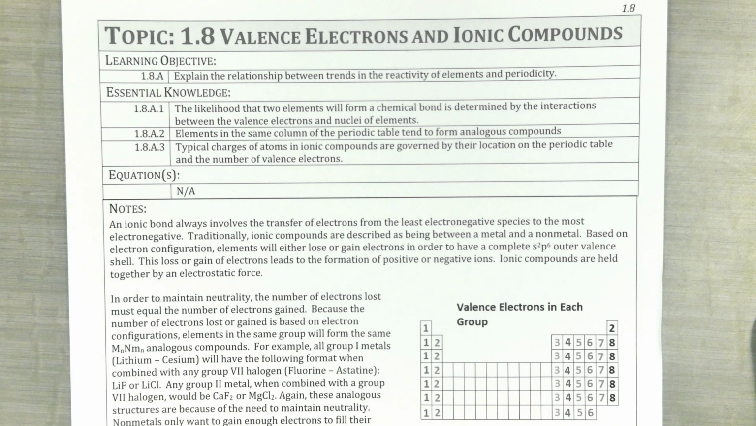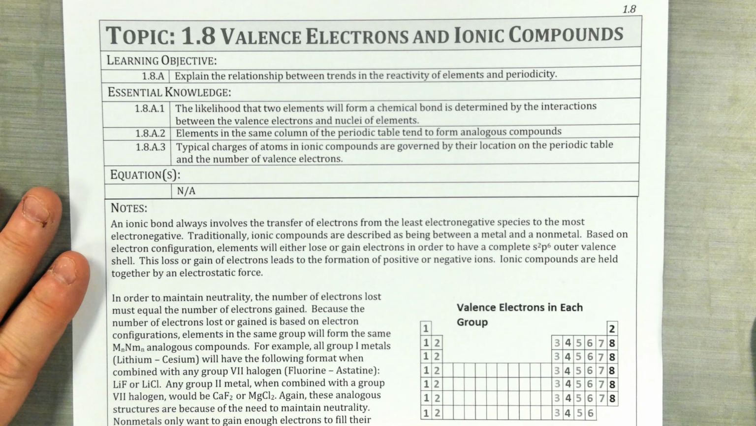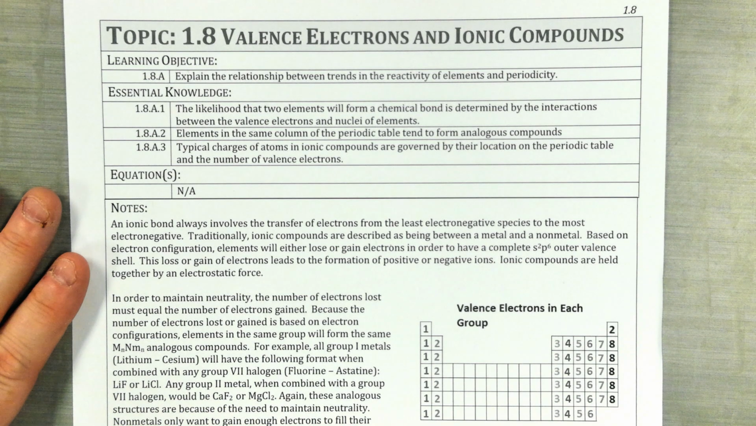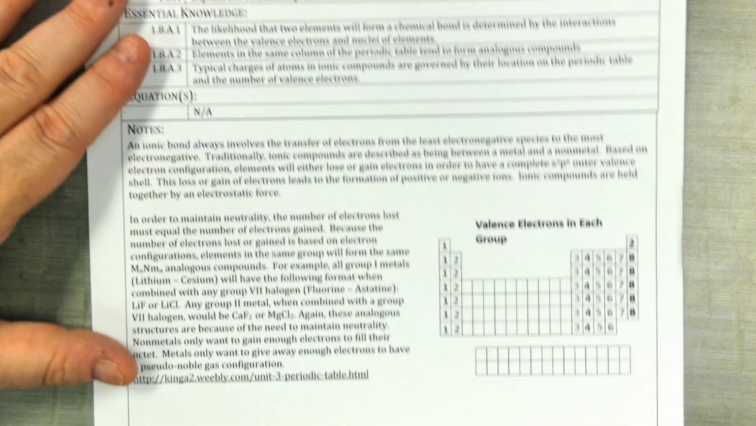All right, welcome to 1.8, Valence Electrons and Ionic Compounds for AP Chemistry and the end of Unit 1 concepts. 1.8 does not have any equations. It's really, again, concepts like the previous 1.7 periodic table trends. But this gets into just the outer shell electrons and binding energy of those electrons. So this is pretty short.